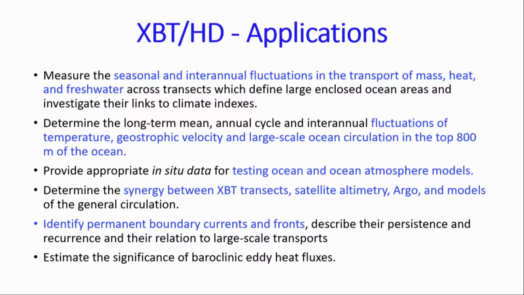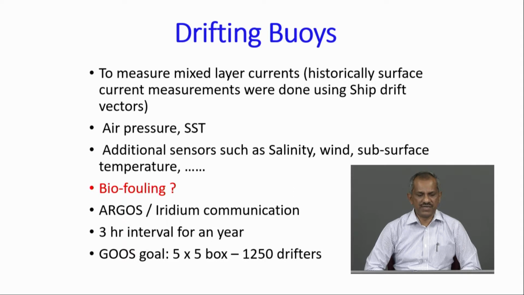With XBT, for the first time we are able to monitor seasonal changes of heat in different oceans. We also get geostrophic velocity and large-scale ocean circulation up to 800 meter. Mainly this provides the heat content up to 800 meter. It is especially useful for boundary current regions, where a large amount of heat is transported from one place to another. The other platform is drifting buoys.